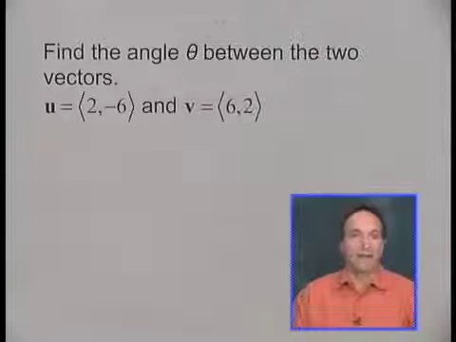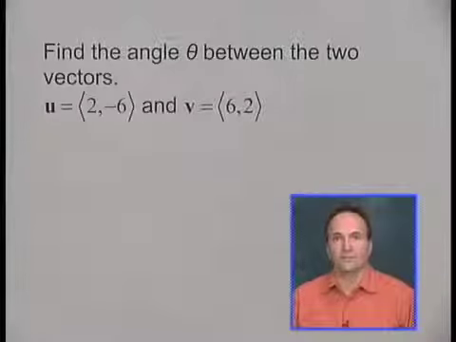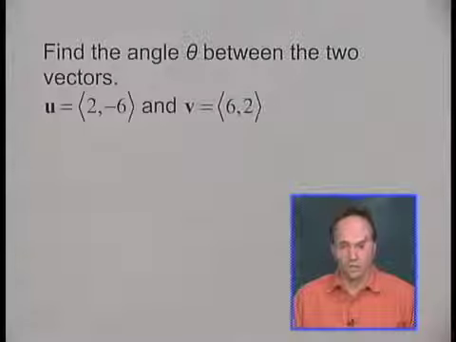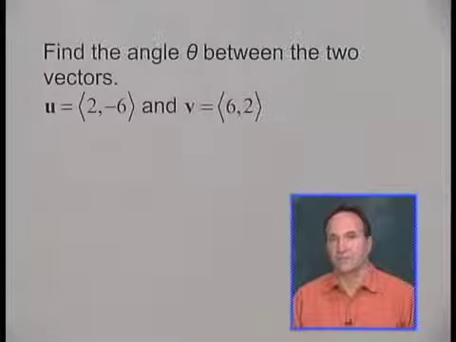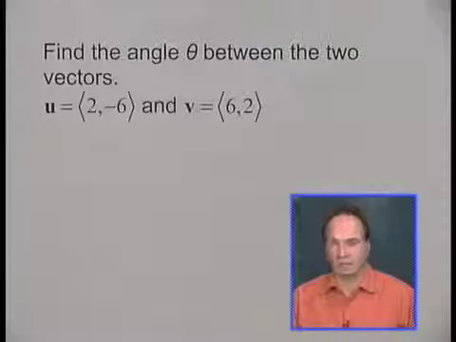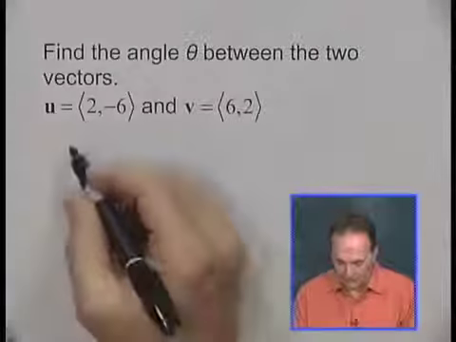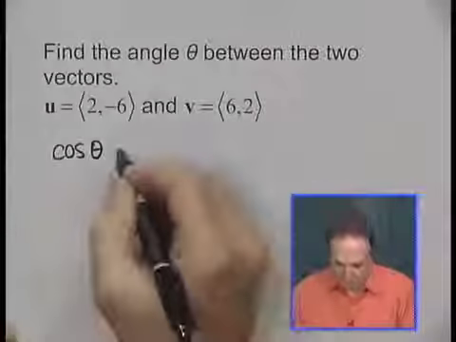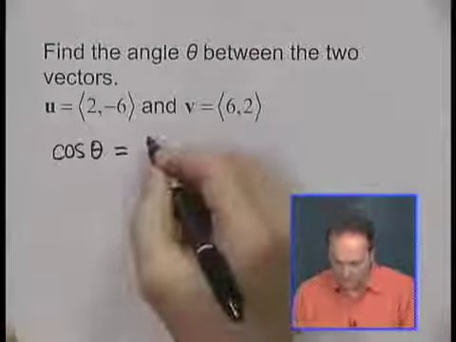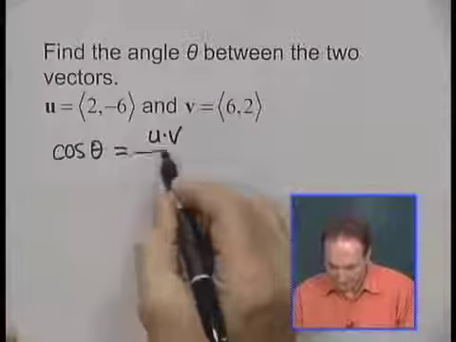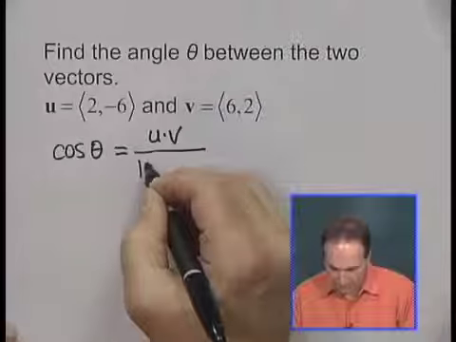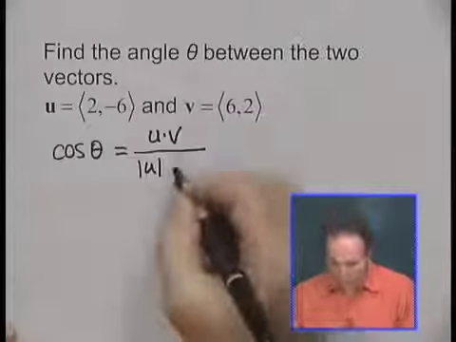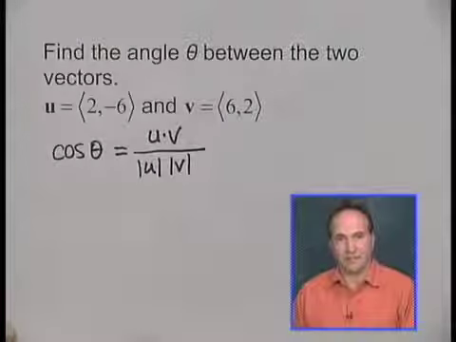Let's look at another example in which we find the angle between two vectors. Find the angle theta between the two vectors. Vector u is 2, negative 6, and vector v is 6, 2. So we use our formula that the cosine of the angle between two vectors, so the cosine of theta, is equal to the dot product u dot v divided by the norm of vector u times the norm of vector v.